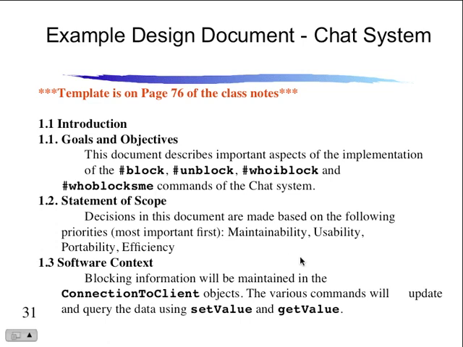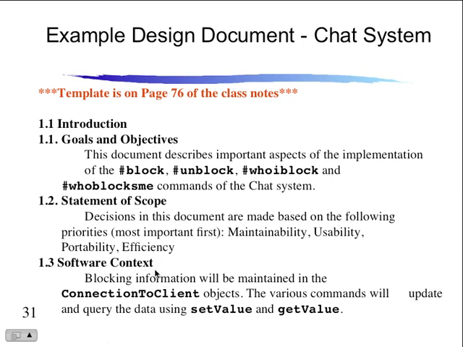The decisions of the document are based on the following priorities: maintainability, usability, portability, efficiency, and that's kind of garbage if you think about it. It doesn't really say very much about the scope, except that it's describing the objective or the goal, but it's kind of broad in my opinion.